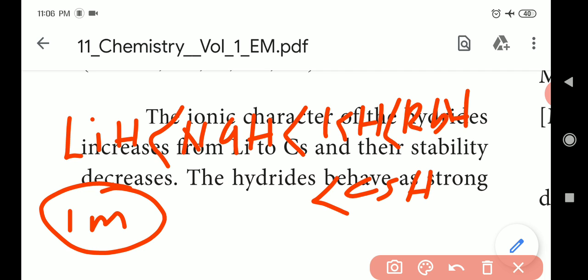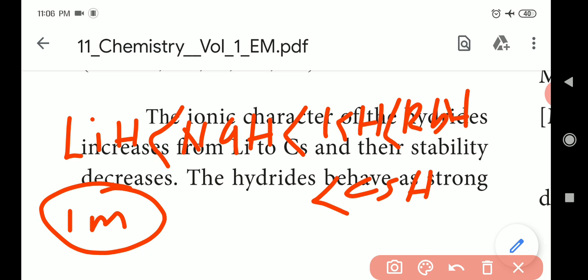But the cesium ion has the biggest size, while the hydride ion has a very small size. The cesium ion is very loosely bound to the H- ion. So less force of attraction exists between the Cs+ ion and the H- ion, and we can easily break them. So this is thermodynamically the least stable. Lithium hydride is thermodynamically the most stable.